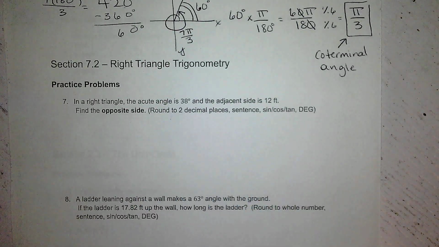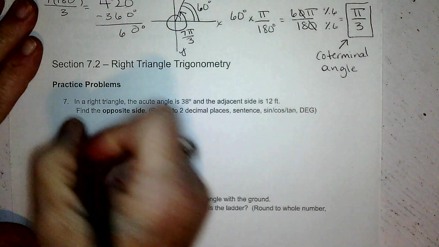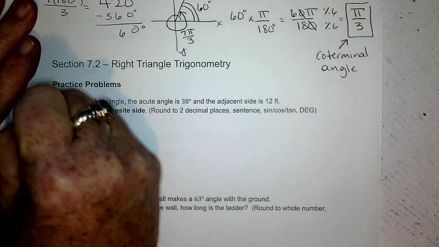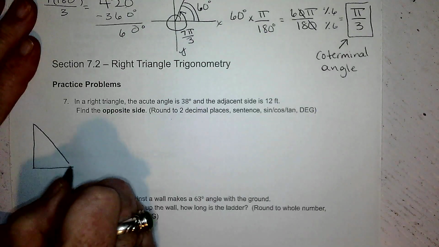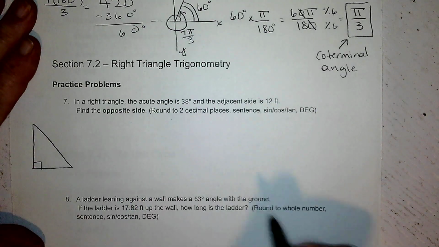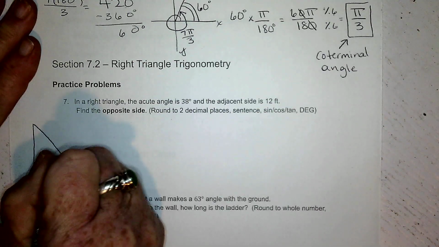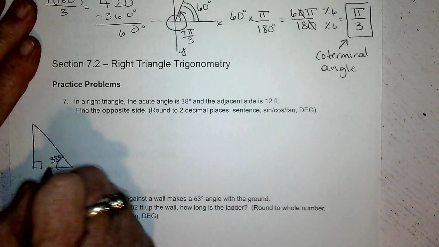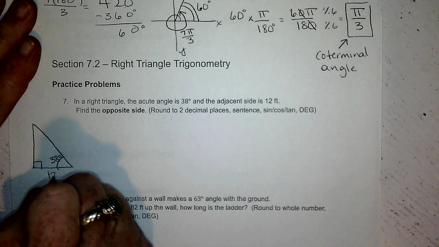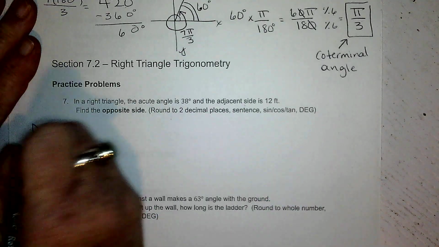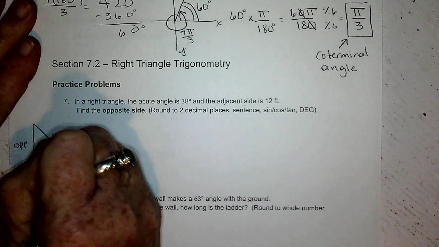That's what that means. Right triangle trigonometry. In a right triangle, the acute angle is 38 degrees and the adjacent side is 12 feet. All right, I need to draw this because I can't just picture it. Here's my right angle. Acute angle is 38 degrees. The adjacent side, which is this one here, is 12 feet. This is my opposite side. This is my hypotenuse.